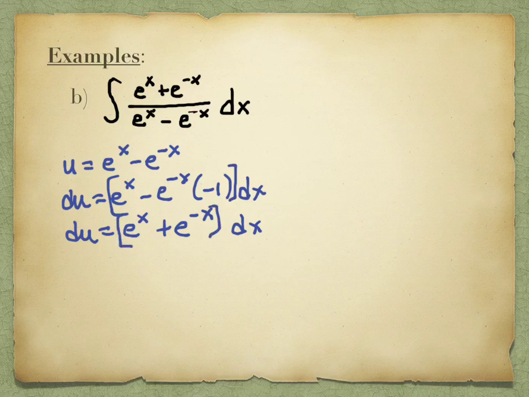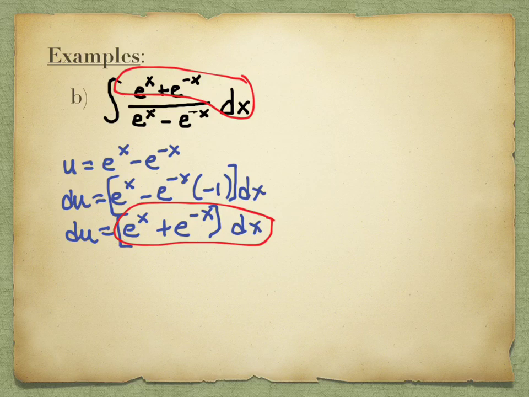Do you see an e to the x plus e to the negative x in your problem? Isn't that nice? It's on top. So, in fact, I don't even have any 1/3 involved or anything. This piece right here is this piece right here exactly, isn't it? That's really nice. So let's take a look at rewriting this then.